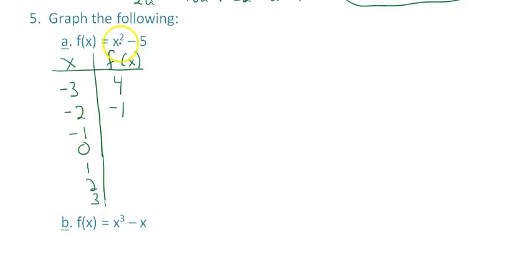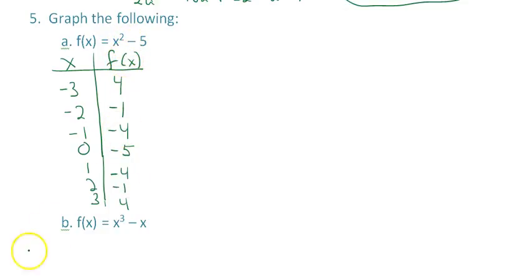Negative 1 squared is positive 1, minus 5 is negative 4. 0 squared is 0, minus 5 is negative 5. 1 squared is 1, minus 5 is negative 4. 2 squared is 4, minus 5 is negative 1. 3 squared is 9, minus 5 is 4. And as you can see, it's going to make a parabola, which hopefully you knew.